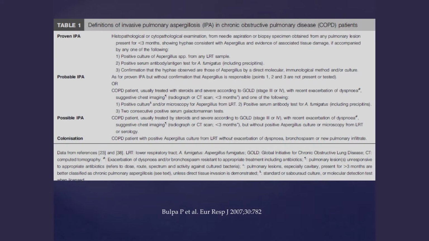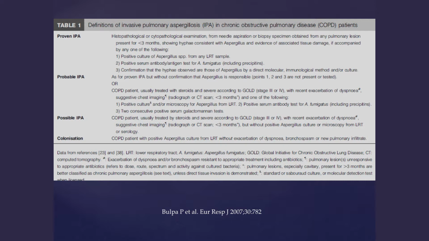So with the increasing reports, I think it was necessary to come up with a definition. So this group has come up with a definition that many people use. We also use this definition in our Asia-Mole study, and basically they use the proven, probable, possible terminology that the EORTC used. And here basically it is a COPD patient, severe by GOLD stage 3 or 4 with recent exacerbation of dyspnea. And again, they are lax about the chest imaging, not insisting on a nodule.